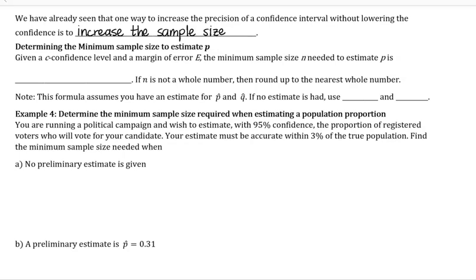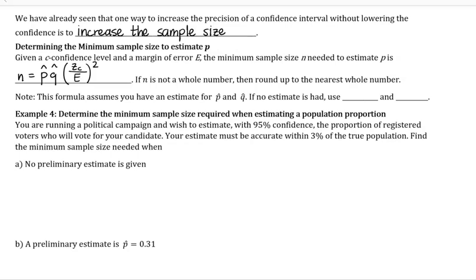So given a C confidence level, and we have a certain margin of error that we want to be within, the minimum sample size that we needed to estimate P is N, remember we're talking about sample size here, equal to P hat multiplied by Q hat multiplied by the critical value Z sub C divided by your error, and all of that is squared. If that doesn't come out to be a whole number, then we will round up.